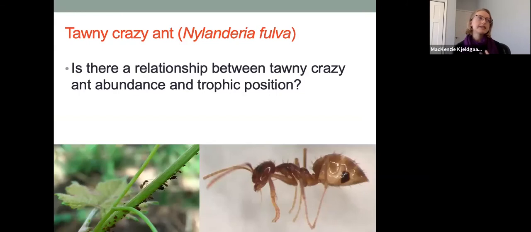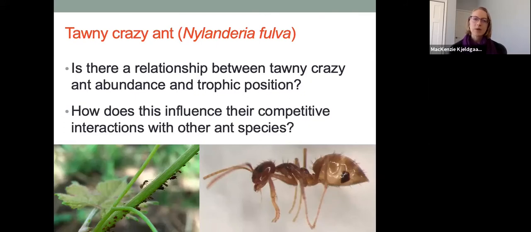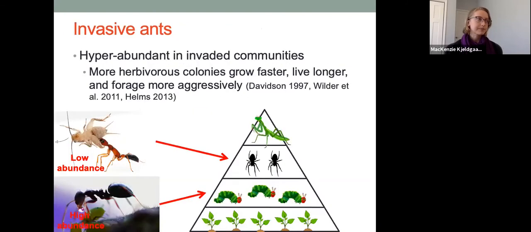So I wanted to examine whether there was a relationship between Tawny Crazy Ant abundance and their trophic position. And then I also wanted to see how this might influence their competitive interactions with other ant species. As I mentioned at the beginning of my presentation, one factor that may promote the abundance of certain invasive ant species is a more herbivorous diet. Colonies that feed on high amounts of carbohydrate resources, or feed more as herbivores, tend to reach a higher abundance than those that feed as predators.